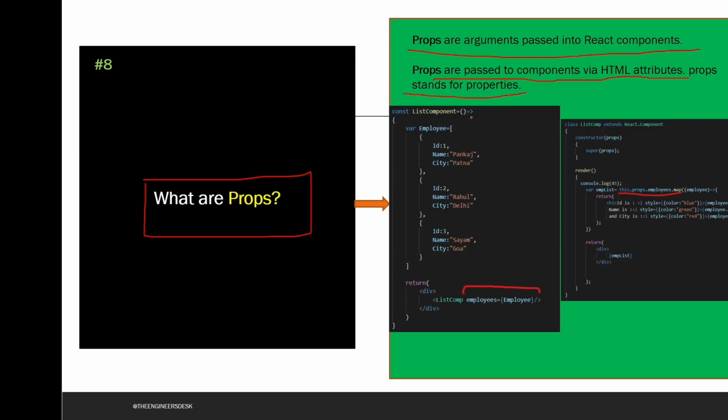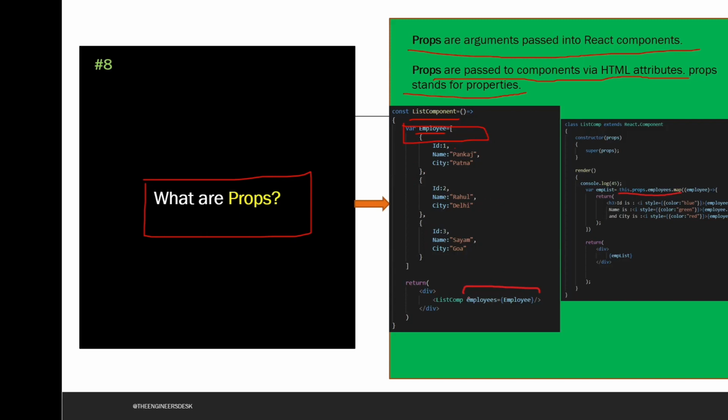I have taken one example. I have declared one list component, and here I'm declaring one array. That array name is employee, and inside that employee I am declaring three elements. All three elements will have parameters like ID, name, and city. Now I want to pass this employee parameter to another component so that we can use it there.